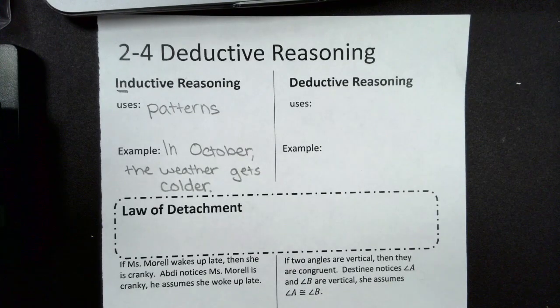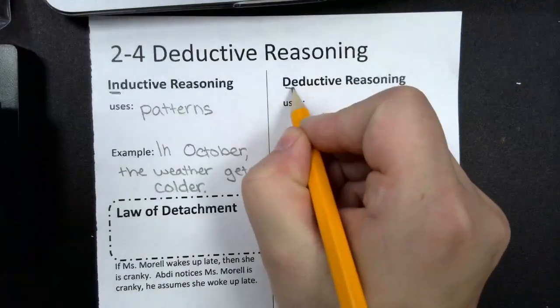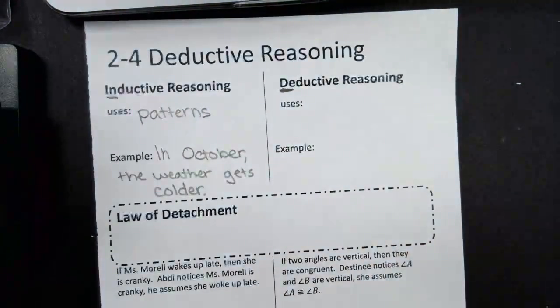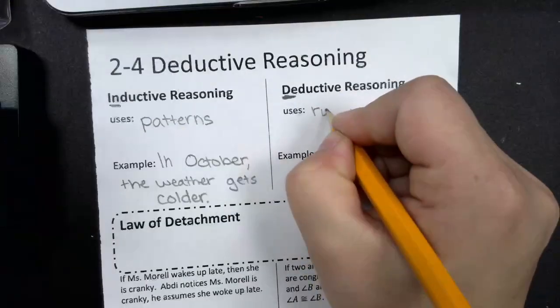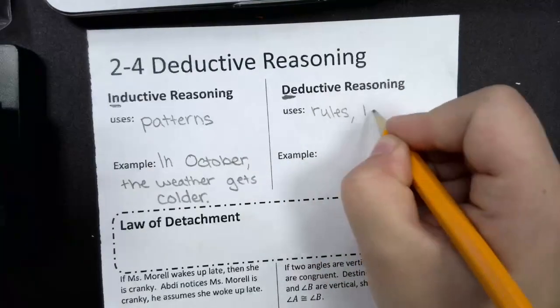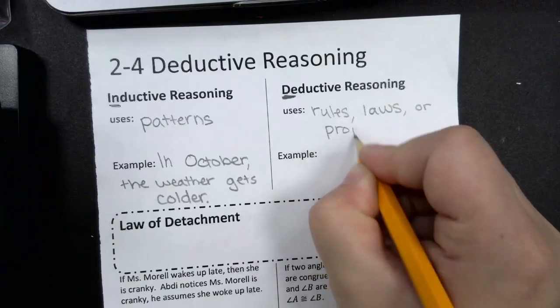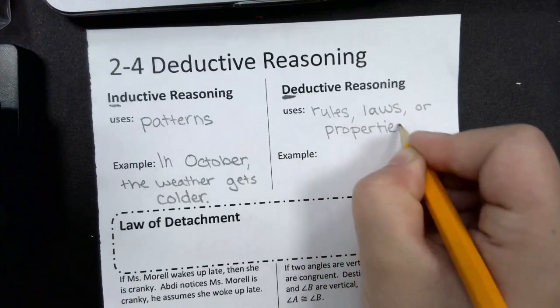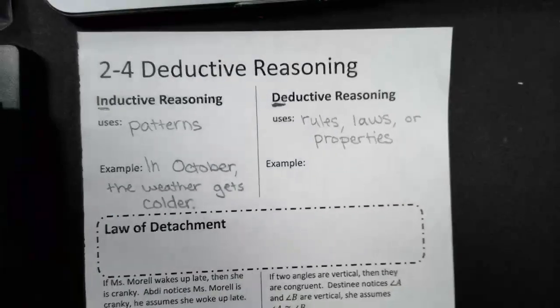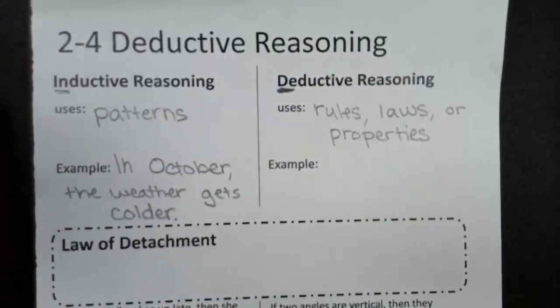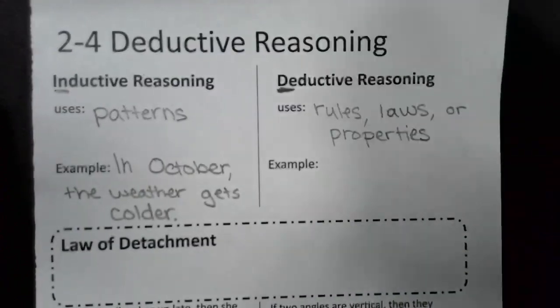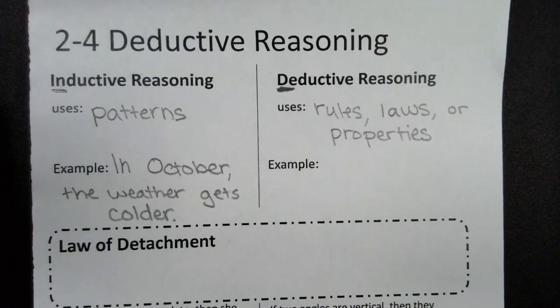All right, so inductive reasoning uses those patterns. When do we need to start doing things? Deductive, we have that prefix D, which kind of means the other part of it. We have inductive and deductive, so they kind of go together, two parts. Deductive reasoning is going to use rules, laws, or properties.